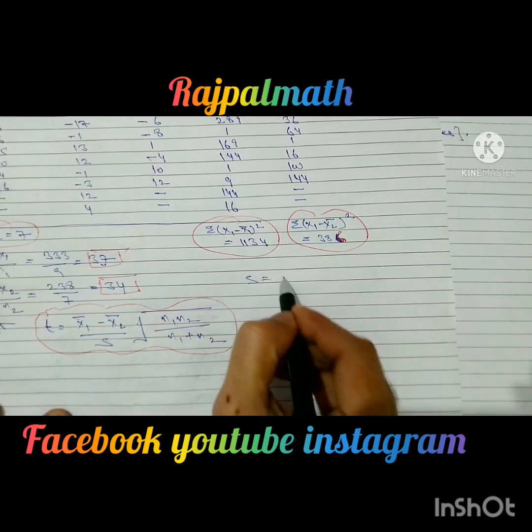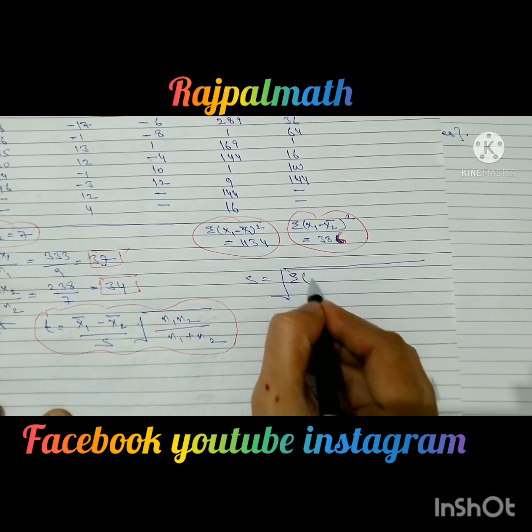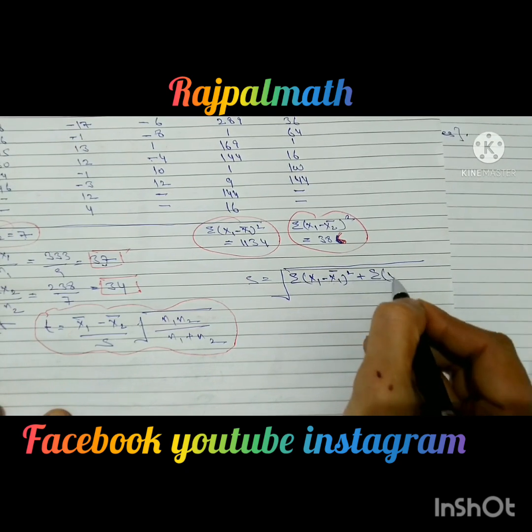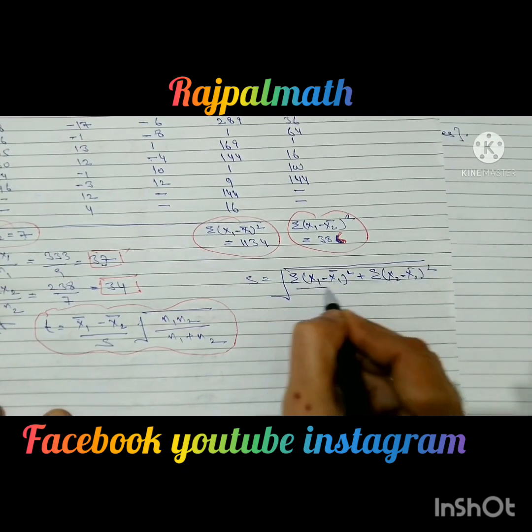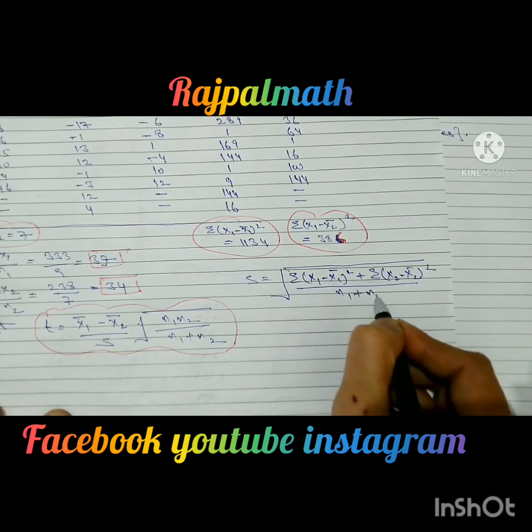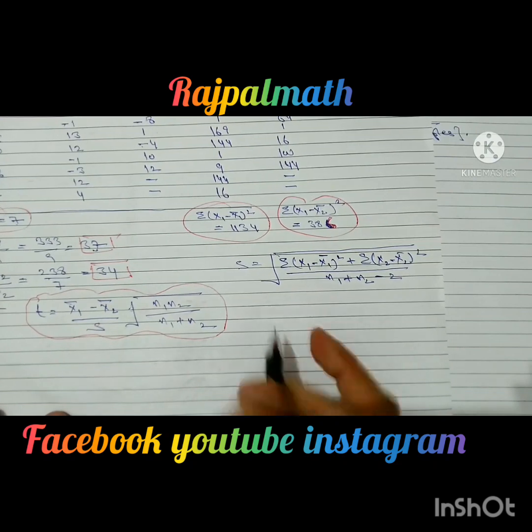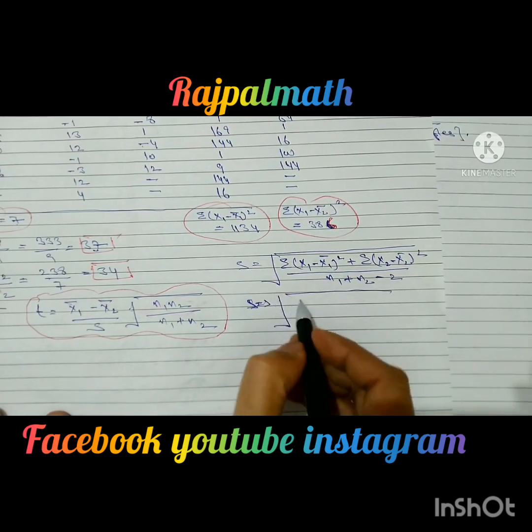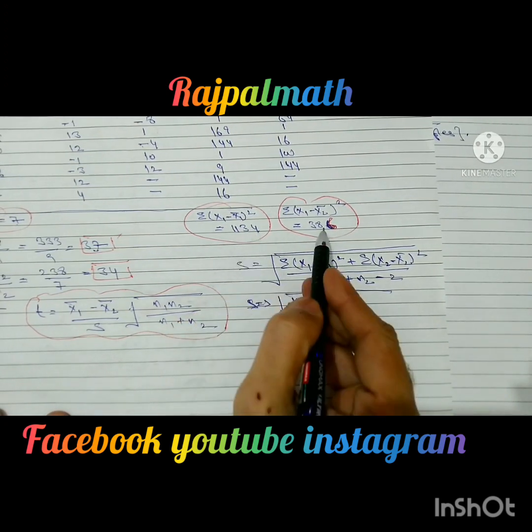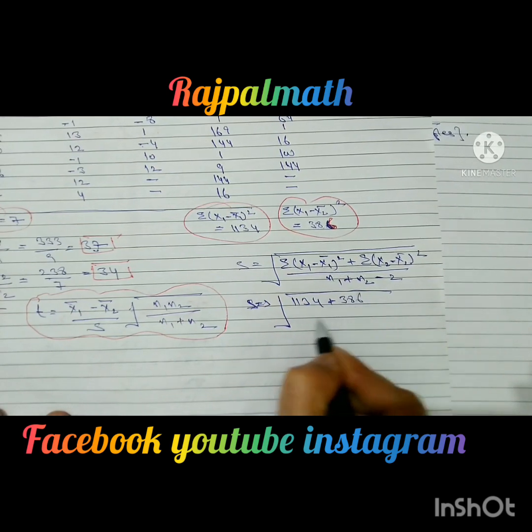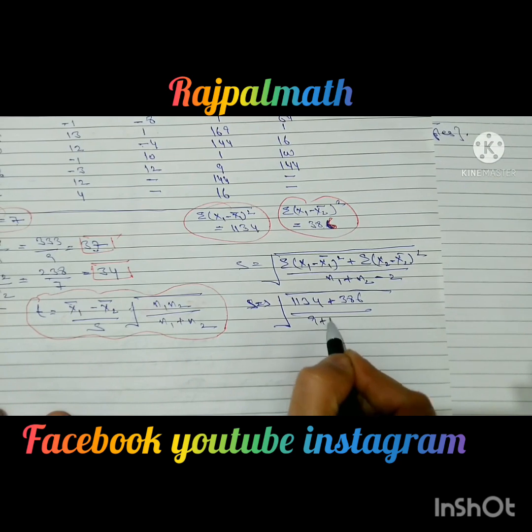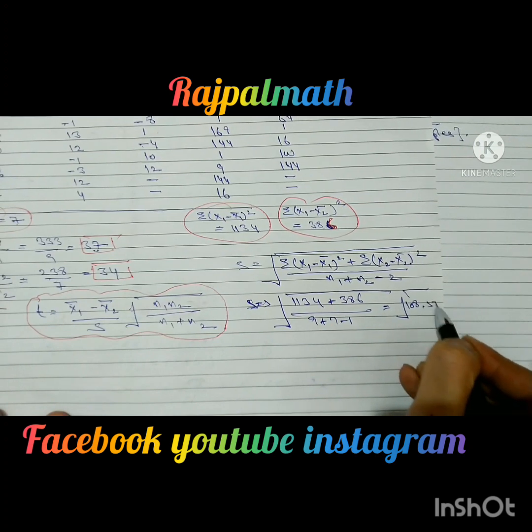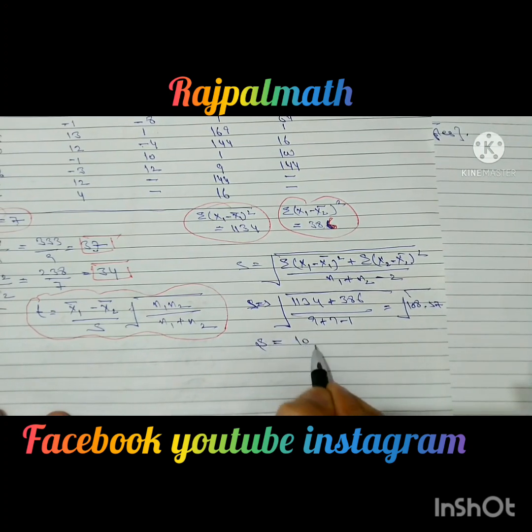Formula for standard deviation is summation of x1 minus x1 dash squared plus summation of x2 minus x2 dash squared over degree of freedom for t-test, n1 plus n2 minus 2, right, which implies s squared equals 1134 plus 386 divided by 9 plus 7 minus 2, which is equal to 108.57. Therefore, s equals 10.42.